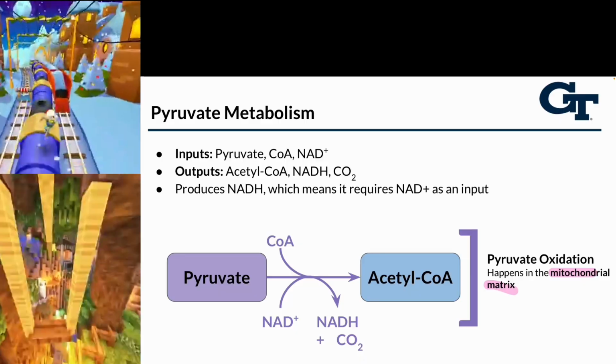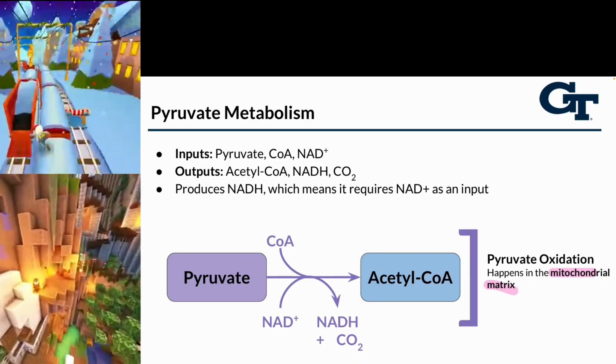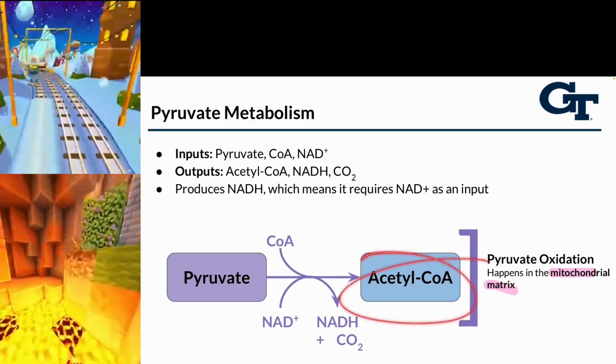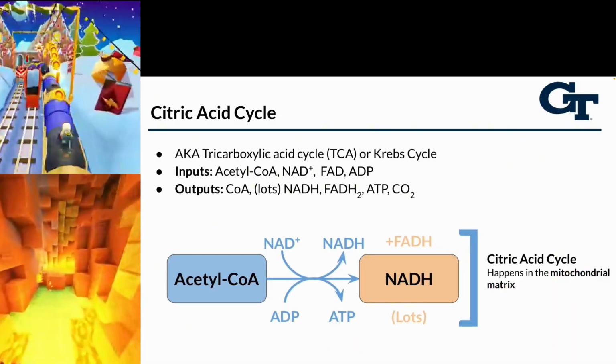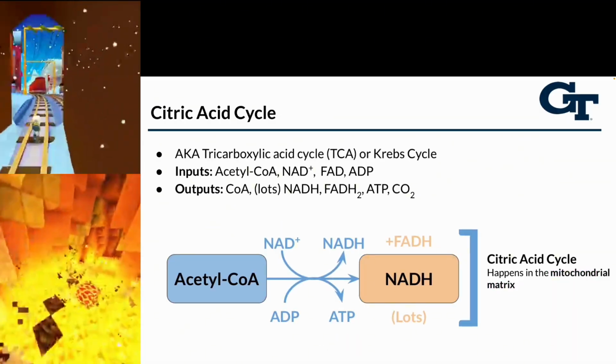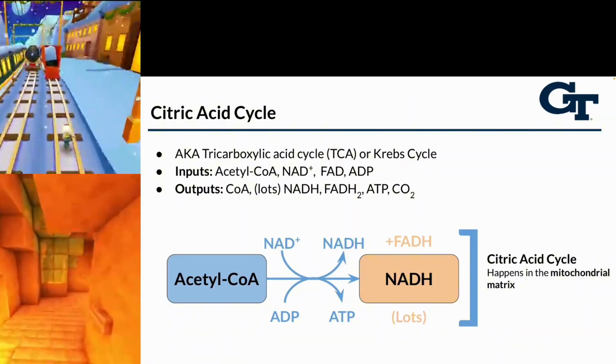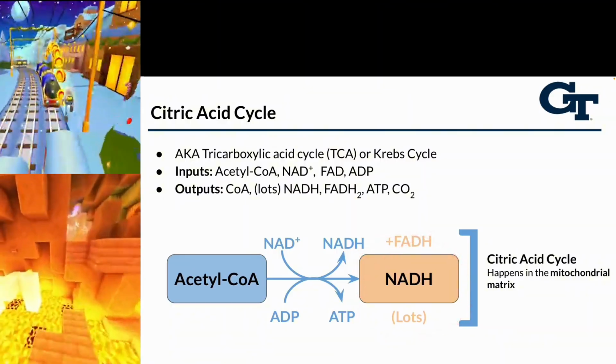So again, just try and get that chart filled in. Then we're going to take this acetyl-CoA and run the citric acid cycle. In my mind, the major product of the citric acid cycle is lots and lots of NADH.